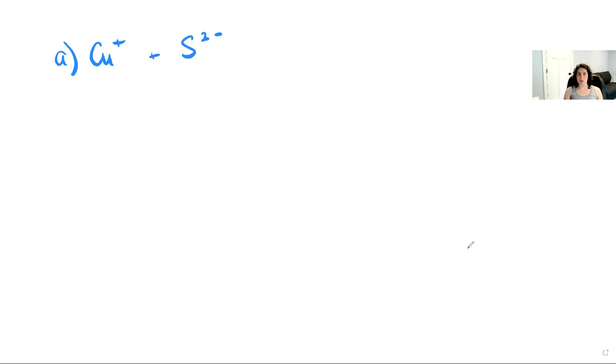And basically all you're trying to do is get the charges to be equal to each other, right? So you have the same positive, same negative. So if I have a +1 and a -2, then what I need is 2 of the +1s, okay? 2 goes as a subscript showing 2 coppers and 1 sulfur, right? Because this is 2 times +1 plus -2, and that will equal 0. So we're always trying to get to 0.